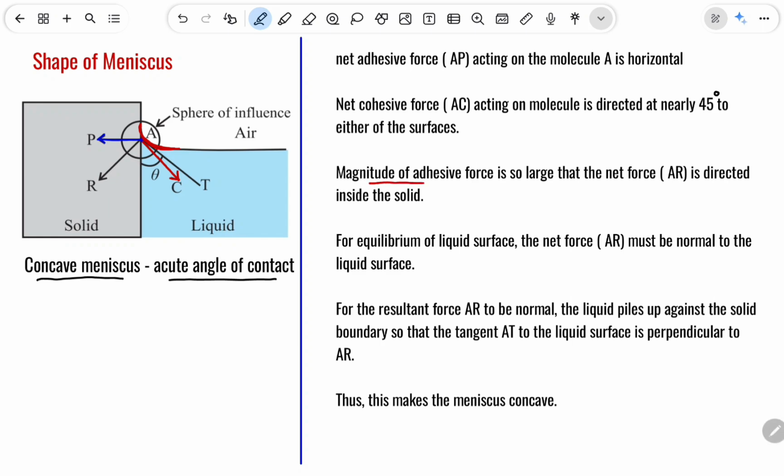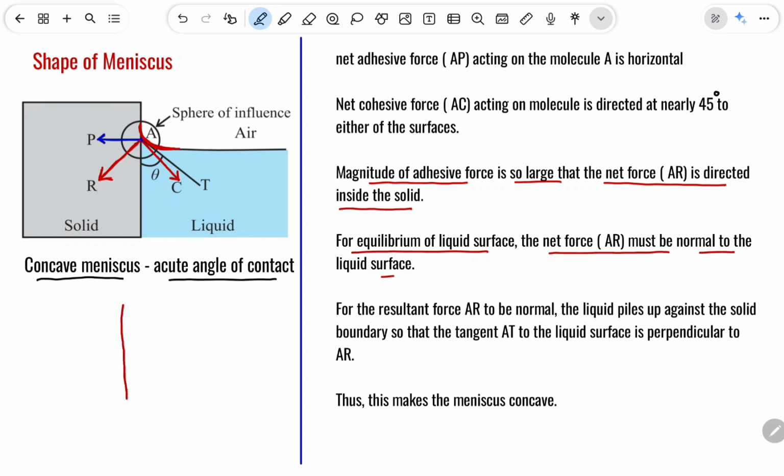So we consider that the magnitude of adhesive force is so large such that the net force AR is directed inside the solid. Now, we need to remember this as a condition that for equilibrium of liquid surface, the net force AR, which I have darkened over here, must be normal to the liquid surface.